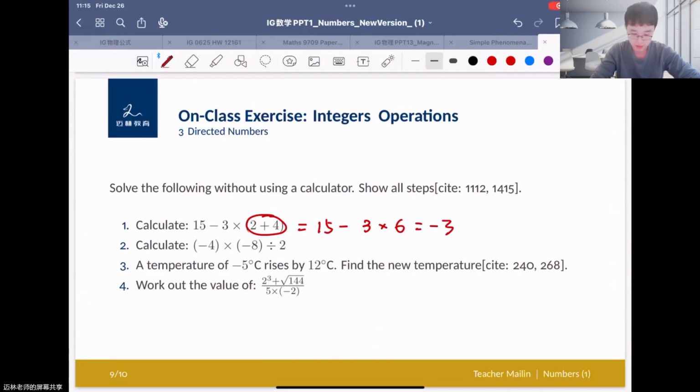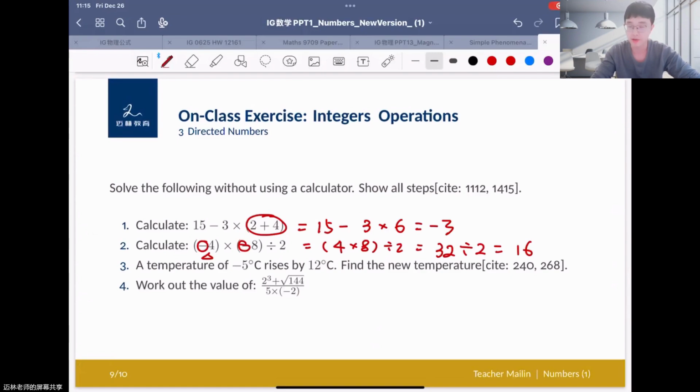And for the second part, we want to calculate negative 4 times negative 8 over 2. Using BIDMAS, there's no bracket. Oh, sorry, maybe here are brackets, but we have already calculated the value inside them, right? Then using multiplication, we find there's negative times negative, right? And negative times negative becomes a positive. So negative 4 times negative 8 equals 4 times 8, so it equals 4 times 8 divided by 2. Then you can use handwriting to calculate 4 times 8, and the final answer is 32, right? 32 divided by 2, and the final answer is 16. This is for the second question.